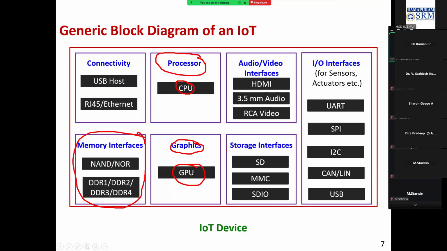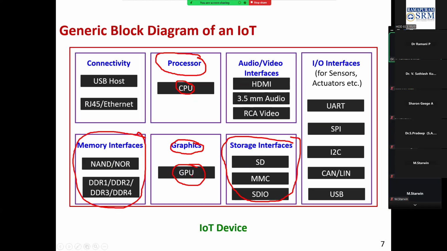And also we can have some external memories using storage interfaces, like I can store the data in an SD card, MMC card, or secure digital input output cards. We are able to store the data, right? In order to process any information, I need to store the data, right? So this is a local memory to your IoT device.